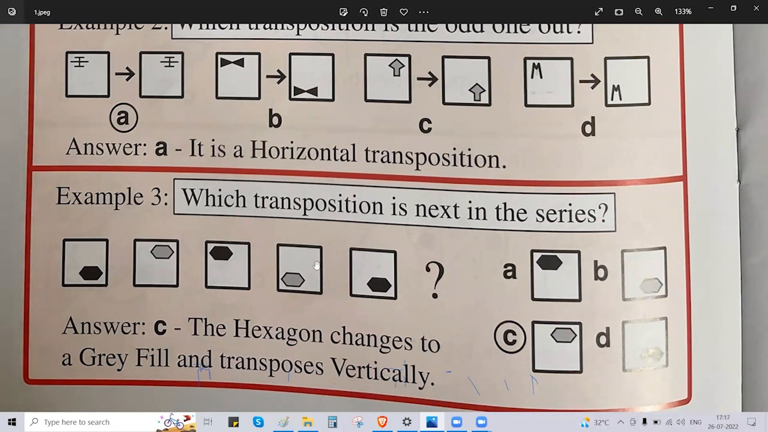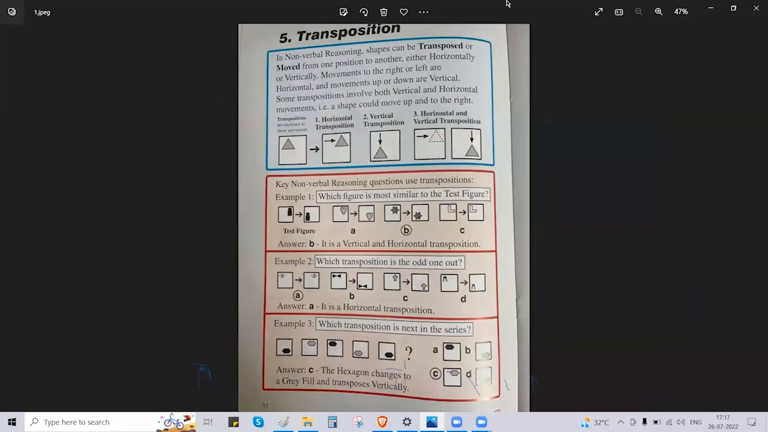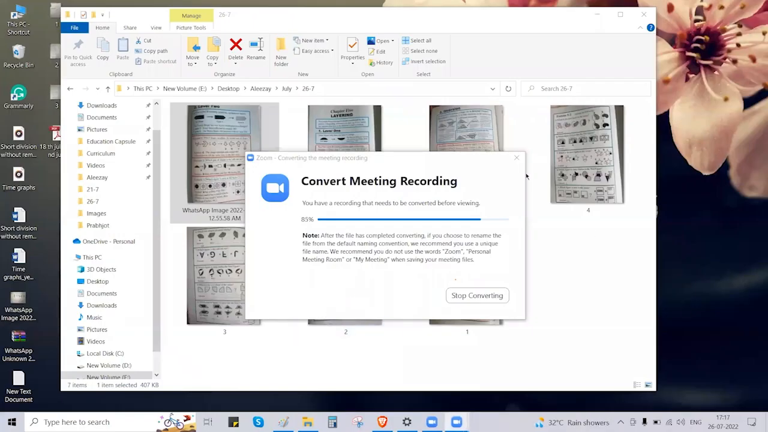So what type of transposition is happening here? Please read it out. It says the gray hexagon changes to a gray fill and transposes vertically. Exactly. So here it is vertical transposition. And how many changes are being done there? The layering is what, 2. Exactly. Two changes are being happened. So we have discussed the examples. Let's try to solve some questions so that we feel more confident.